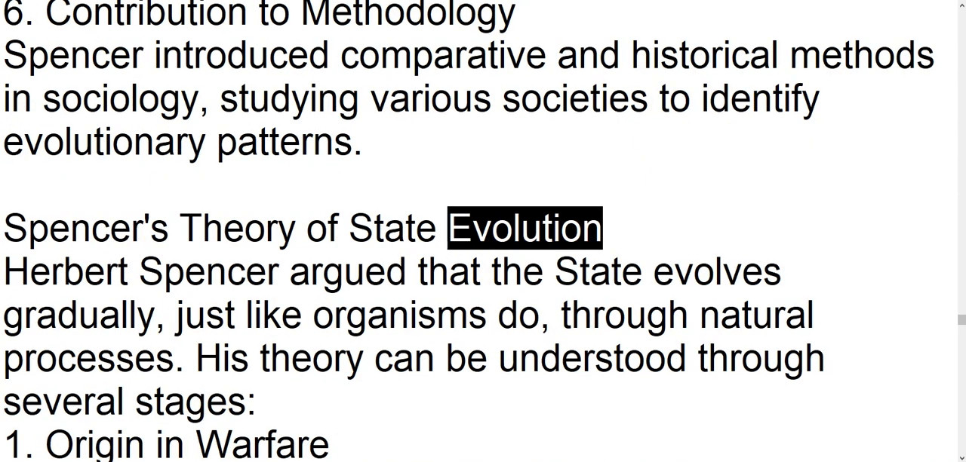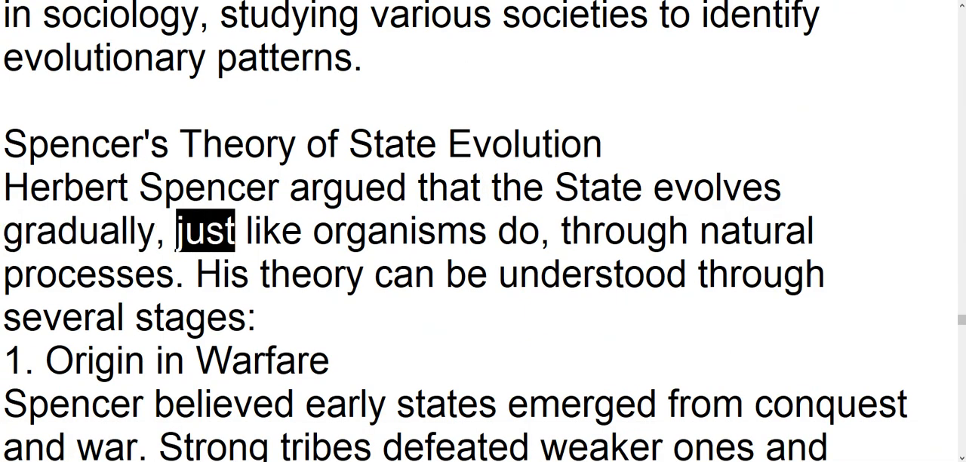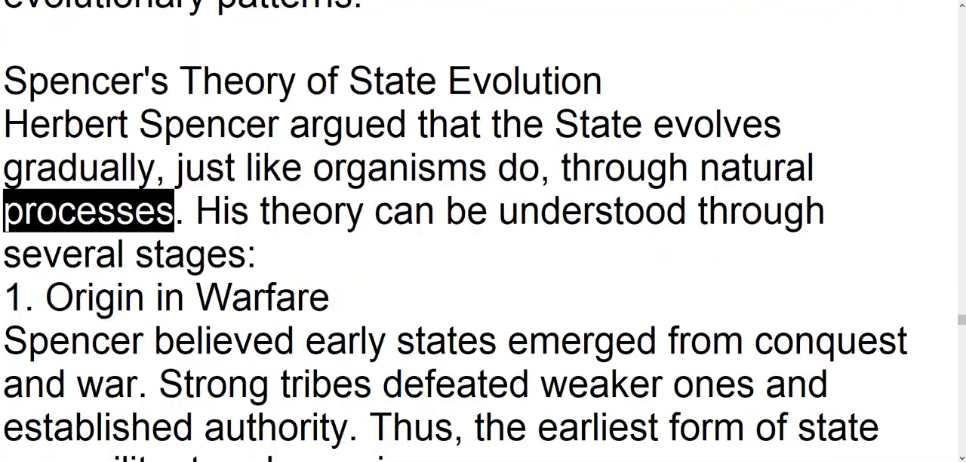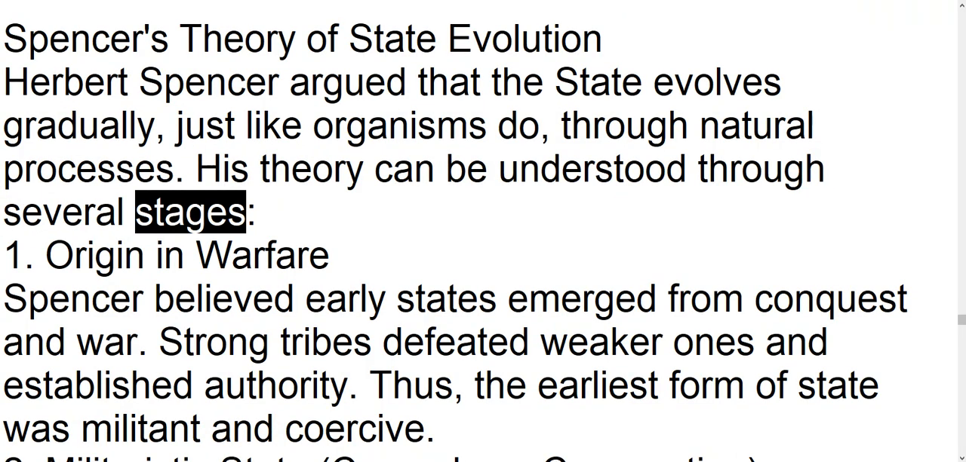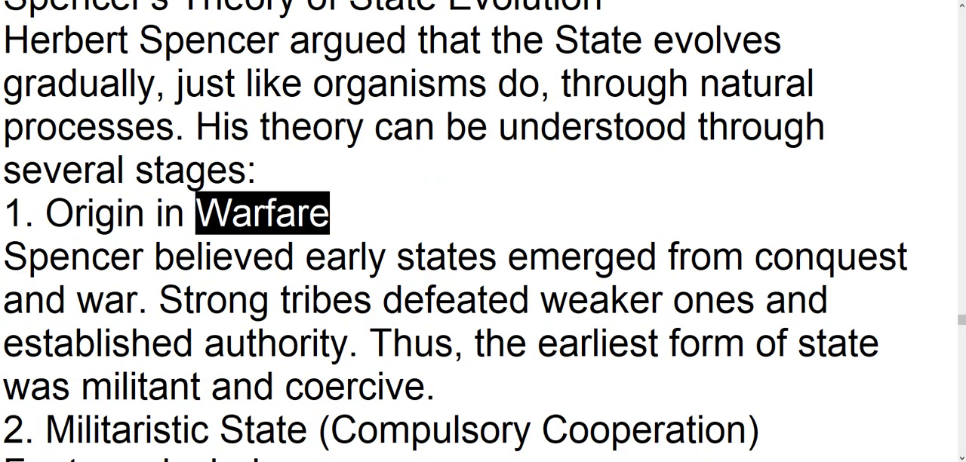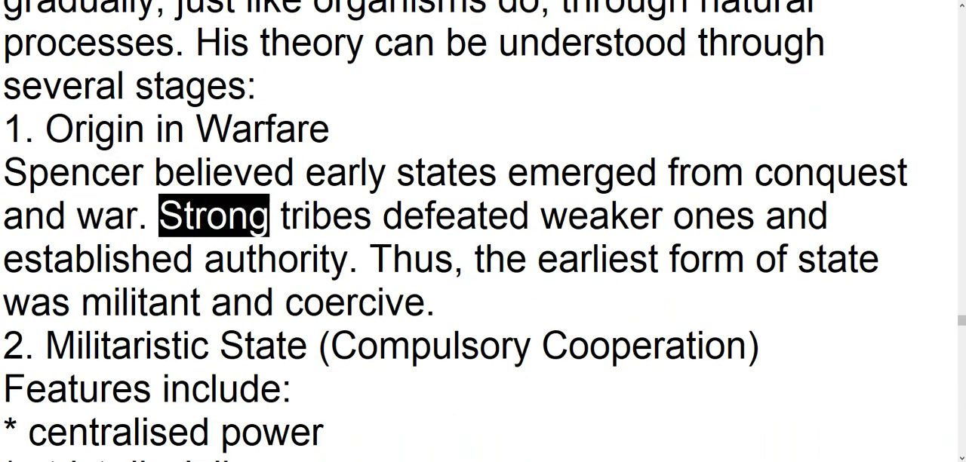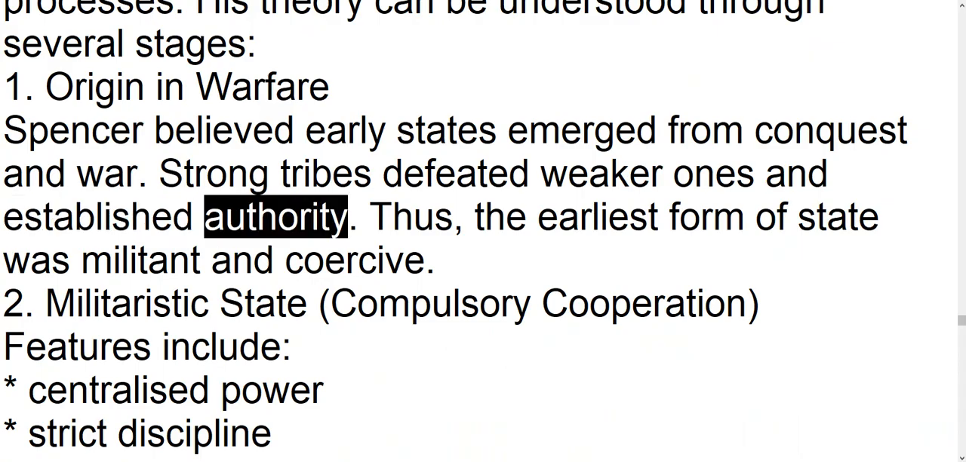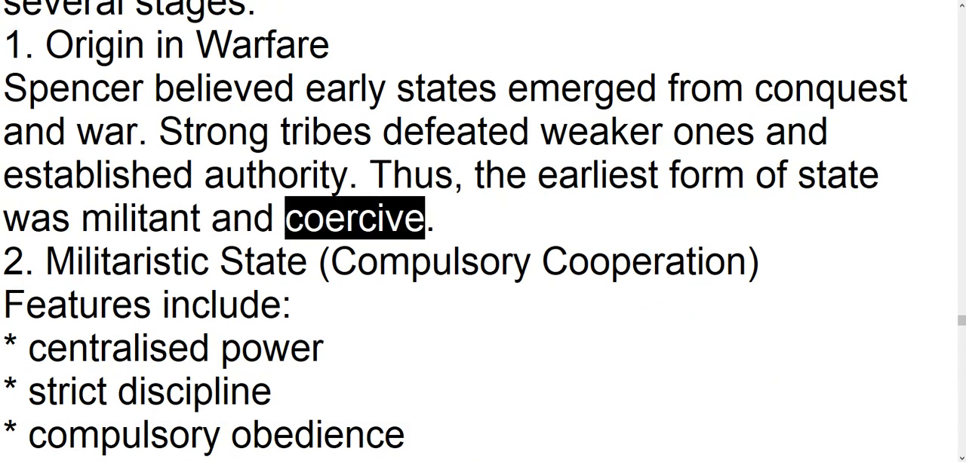Spencer's theory of state evolution. Herbert Spencer argued that the state evolves gradually, just like organisms do, through natural processes. His theory can be understood through several stages. 1. Origin in warfare. Spencer believed early states emerged from conquest and war. Strong tribes defeated weaker ones and established authority. Thus, the earliest form of state was militant and coercive.